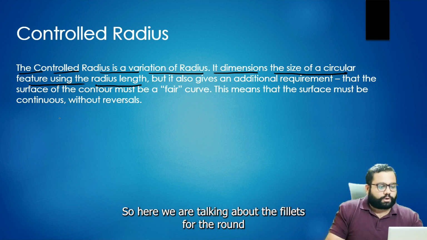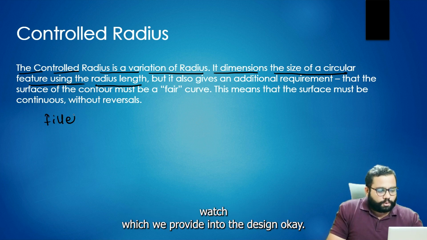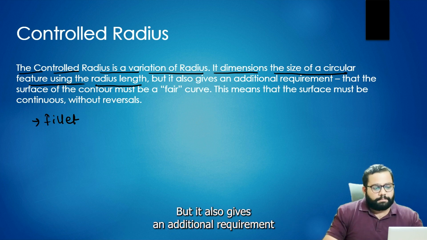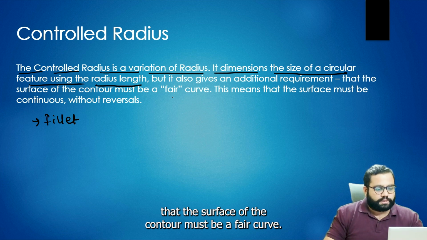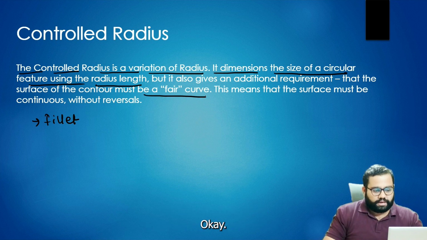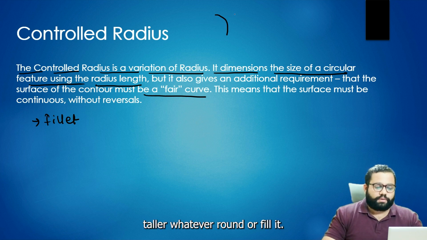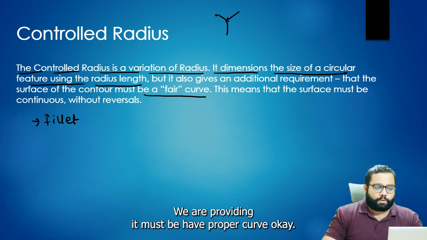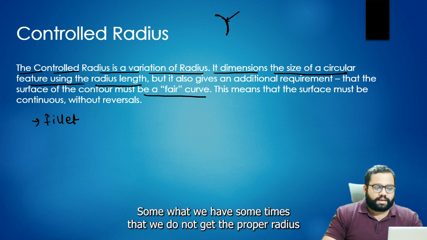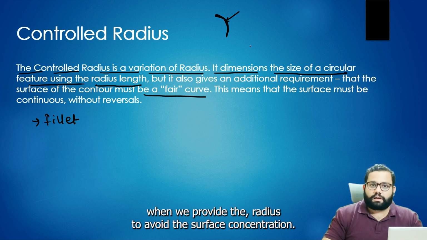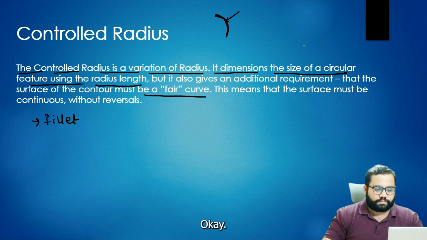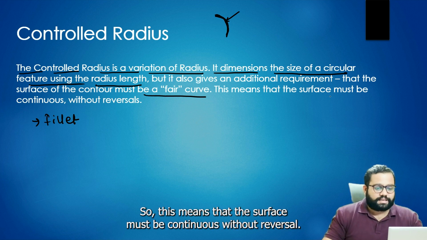Here we are talking about the fillets or rounds which we provide in the design. But it also gives an additional requirement that the surface of the contour must be a fair curve. Whatever round or fillet we provide must have a proper curve. Sometimes we do not get the proper radius when we provide a radius to avoid stress concentration. This means that the surface must be continuous without reversals.